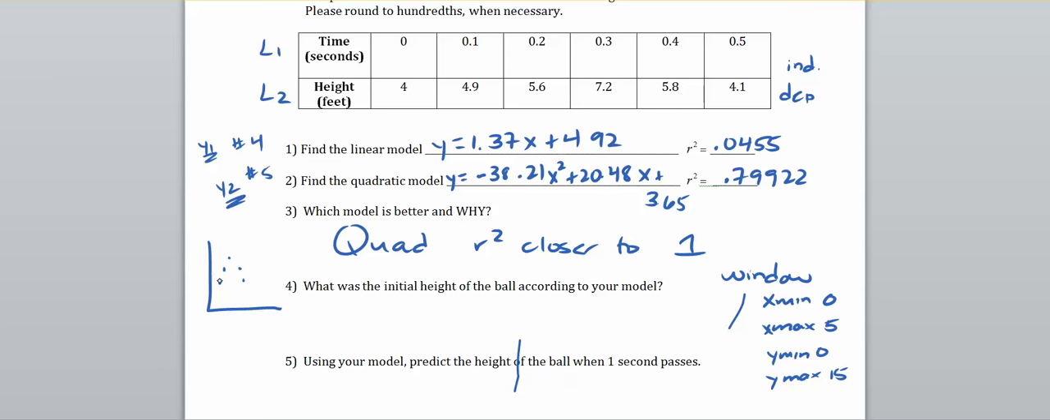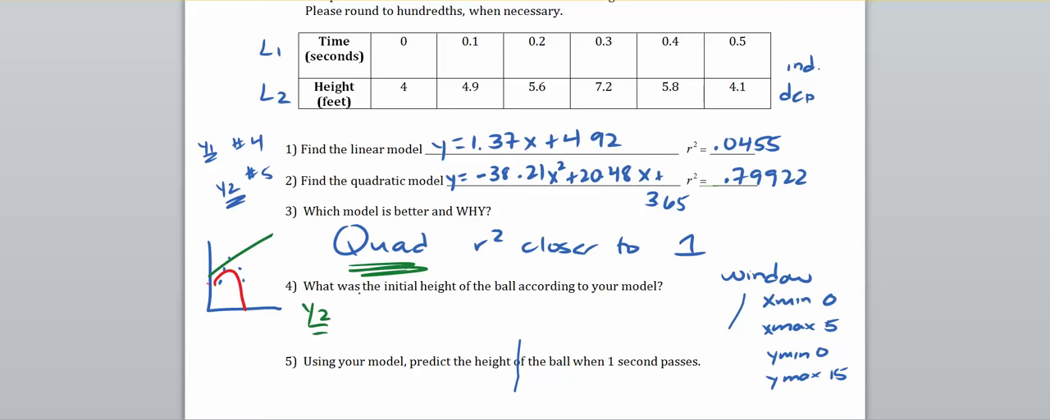But if you look, your quadratic model does something like this. I'm going to do it in red. And then my linear model looks like this. So they're both pretty poor models, but the quadratic is going to be better. So I'm going to go back to my Y1 and clear out my Y1 just so I have the quadratic model listed. I only want the Y2 listed.